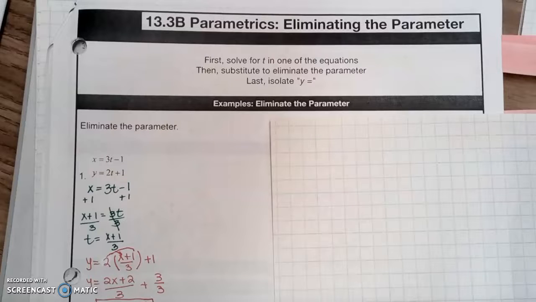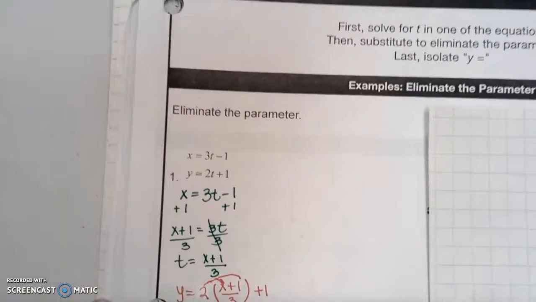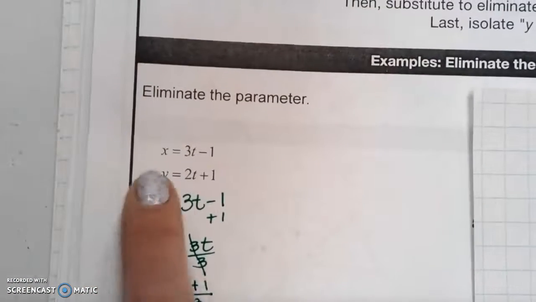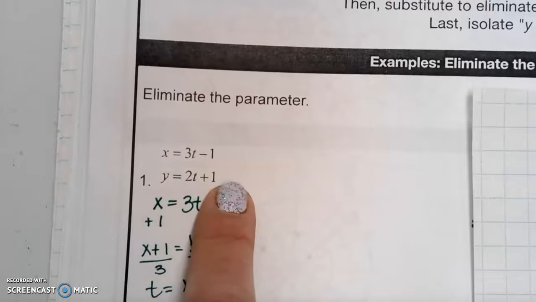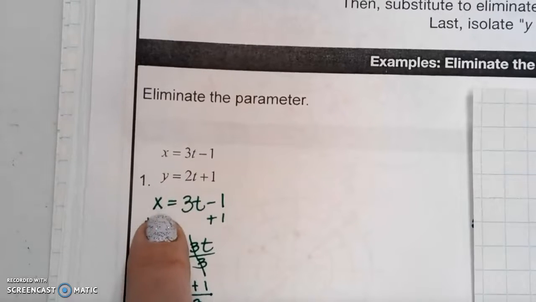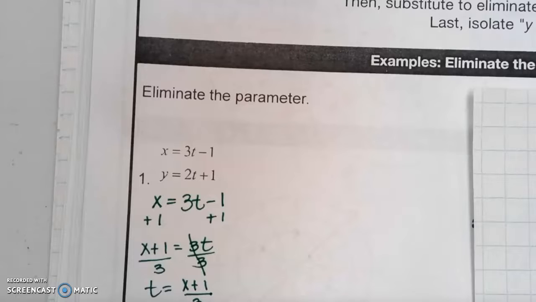All right. So here are our examples. For example number 1, we're going to take these two equations. The first one is x equals 3t minus 1 and y equals 2t plus 1. So I'm going to just rewrite that first equation: x equals 3t minus 1. And the point of the first one is to get the t by itself. So we're going to do those inverse operations until the t is all alone.